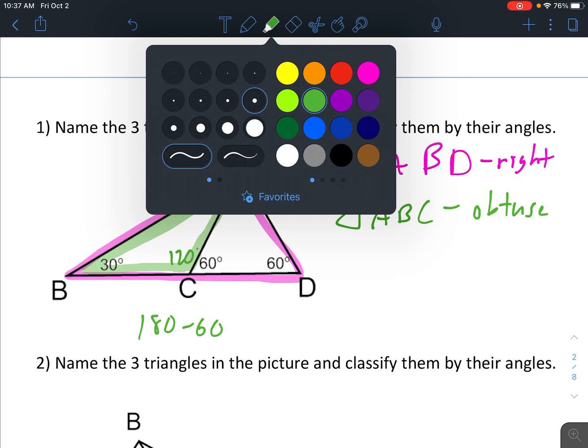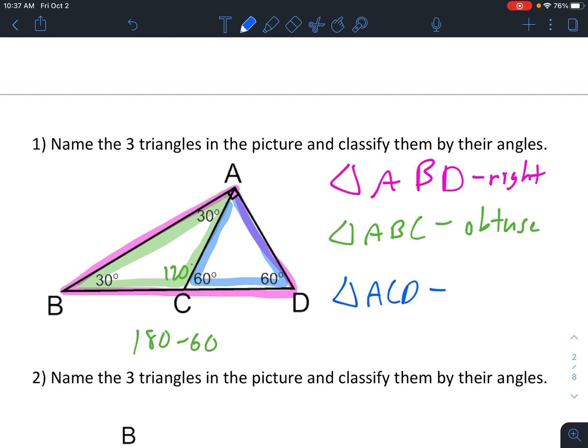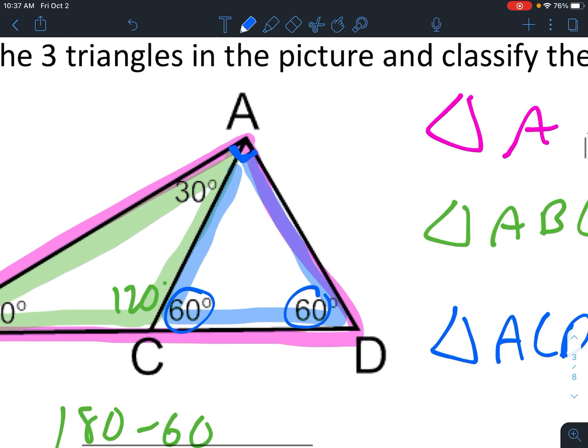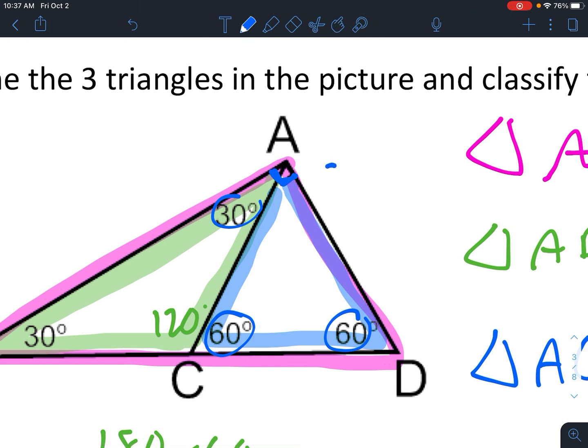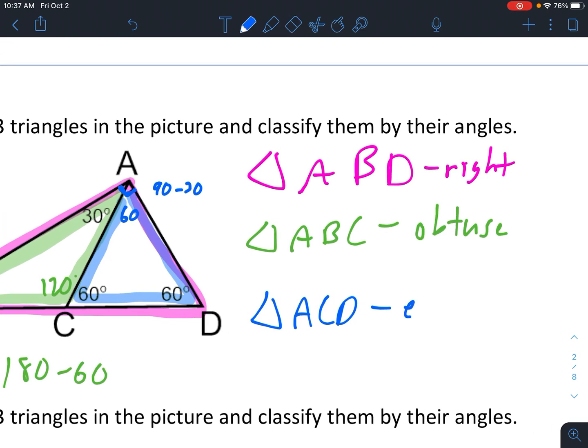And the last one, this triangle over here, we'll call this triangle ACD. We have 60 down here and 60 down here. And up here, this is a right angle, and this is 30. So to get that last angle, it's 90 minus 30, and this is 60. So all three angles are 60, which means this is acute, but furthermore, since all three are 60, this is an equiangular triangle.